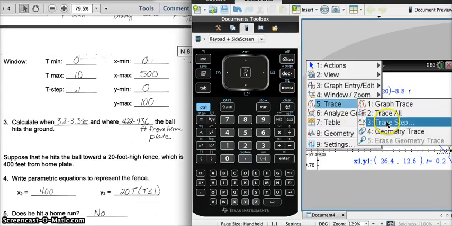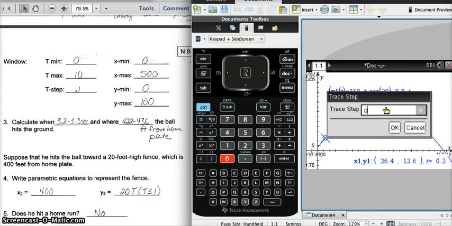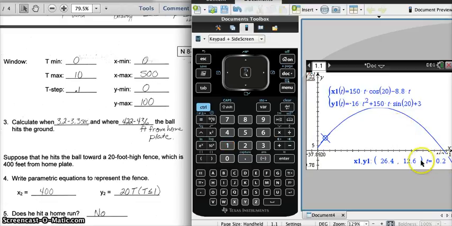Here, you set your trace step to be 0.1, right? And that will help. So then you'll get your values at 0.1. And then we can see over here it's changing by 0.1. So after 0.2 seconds, that's where it is. After 0.3 seconds. So calculate when and where the ball will hit the ground.